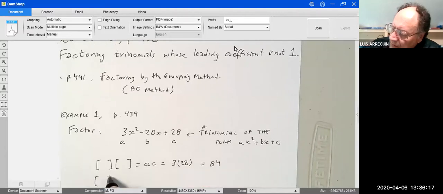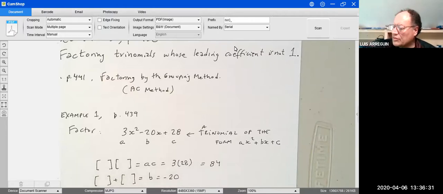And also, we need those two factors to satisfy the next condition, which is that if you add them up, you're going to get the middle term. The middle term in this case is negative 20. So we need to guess numbers that if you multiply them, you get 84, and if you add them up, you get negative 20. So what are those numbers? We need to start guessing.